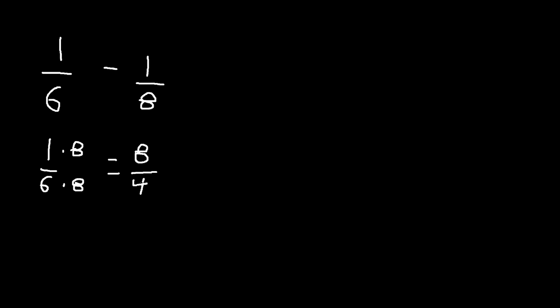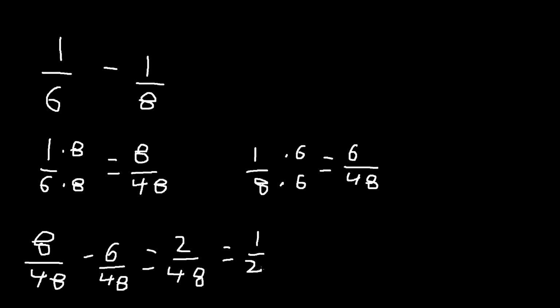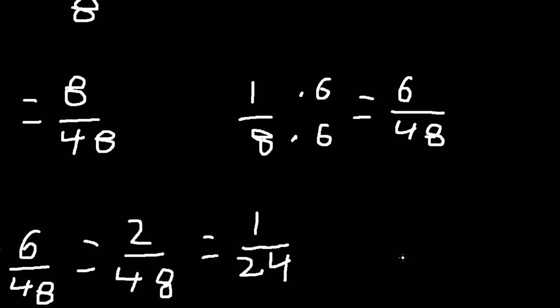Subtractions of different denominators also rely on the same calculations. If we have 1/6 minus 1/8, you take 1/6 extended by 8, which is 8/48. Then we take 1/8 extended by 6, which is 6/48. And of course now you can just take 8/48 minus 6/48, which is 2/48. Or if you simplify, 1/24.